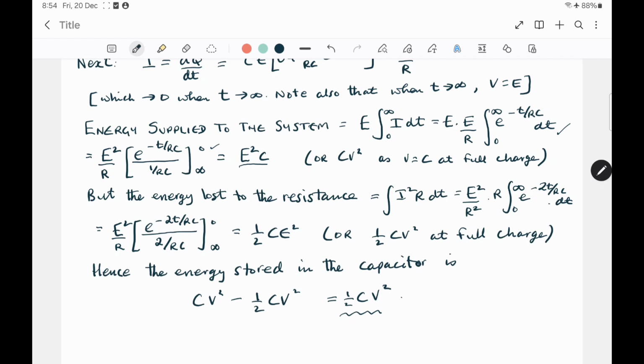So the energy supplied to the capacitor is the total energy supplied to the system, which is this, minus the energy lost to the resistor, which is that, which is half CV squared.